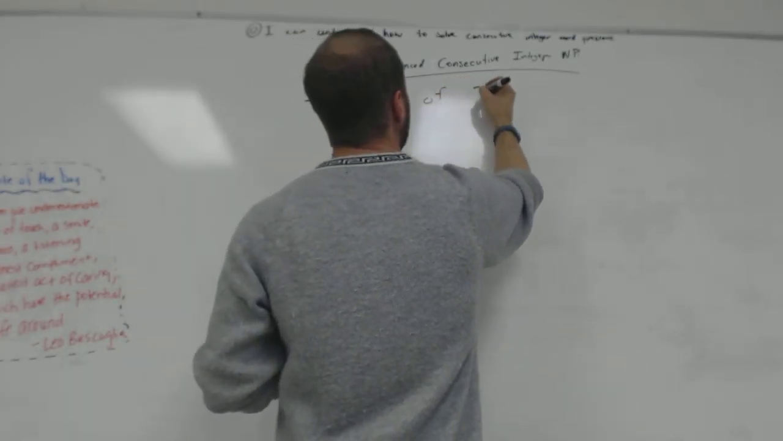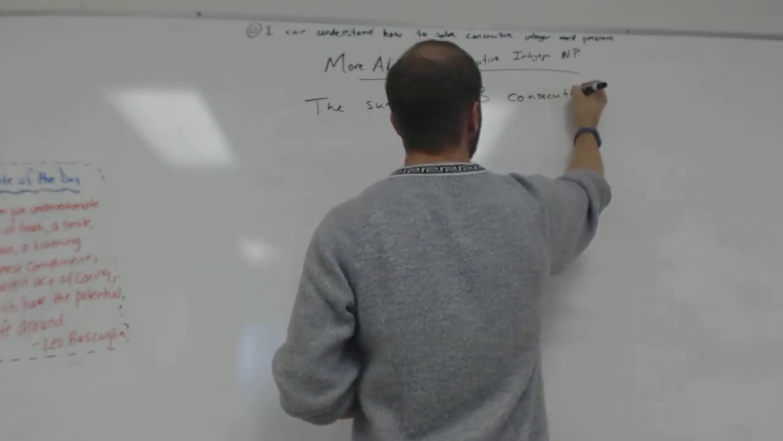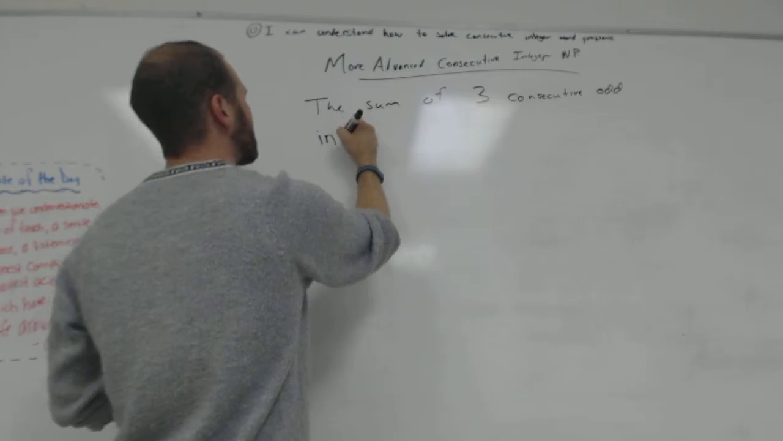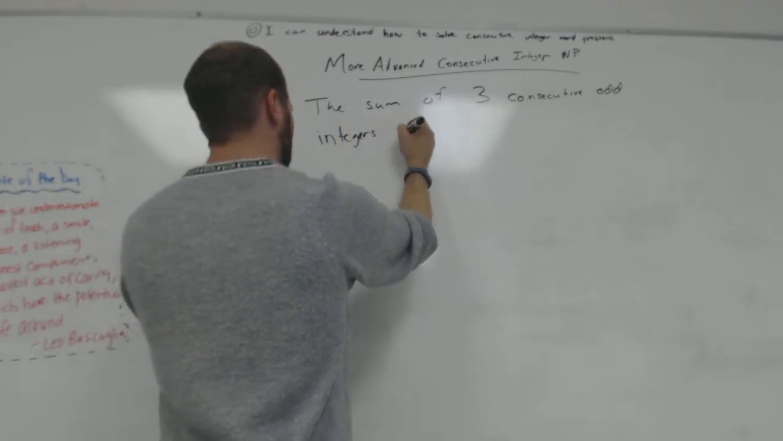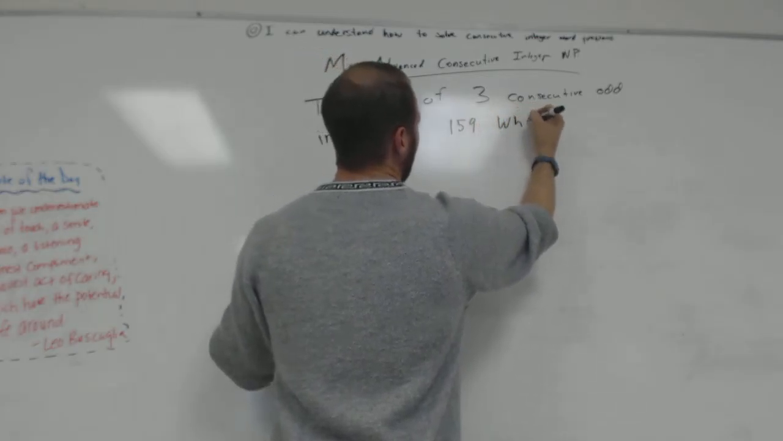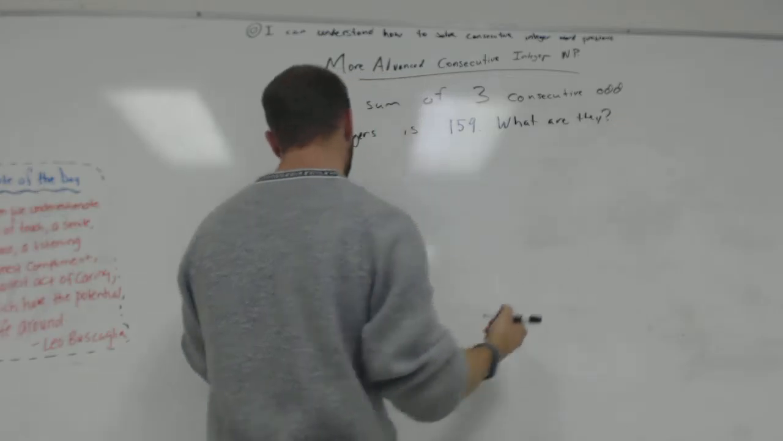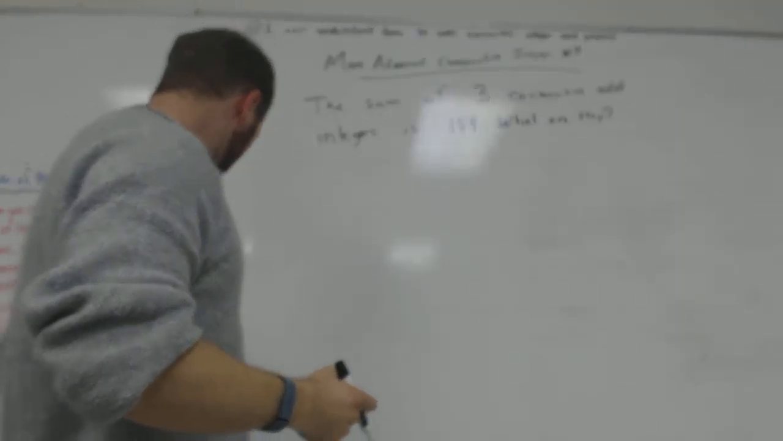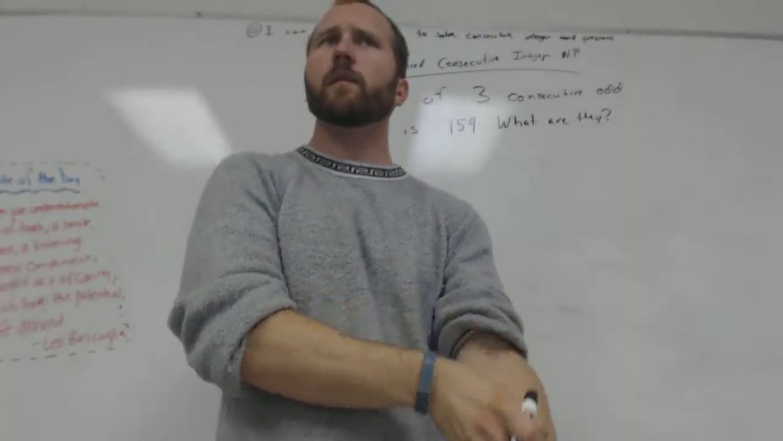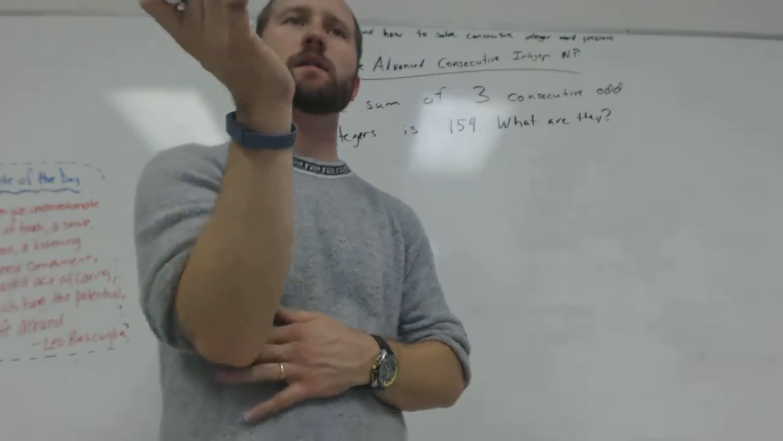The sum of 3 consecutive, watch carefully to see what changed from the last problem. 3 consecutive odd integers is 159. What are they? Odd numbers. So what changed from the last problem? They're not just 3 consecutive integers, they're now odd numbers.